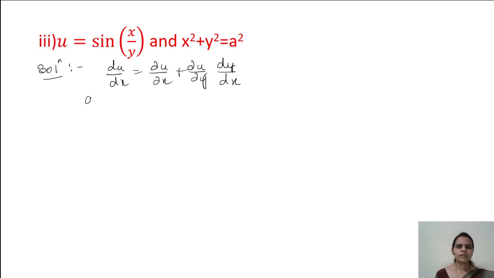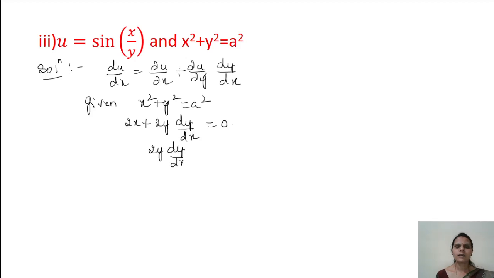So given x square plus y square is equal to a square. Differentiating this with respect to x, we get 2x plus 2y into dy by dx is equal to 0. So 2y into dy by dx is equal to minus 2x. So 2 gets cancelled. So dy by dx is minus x by y.